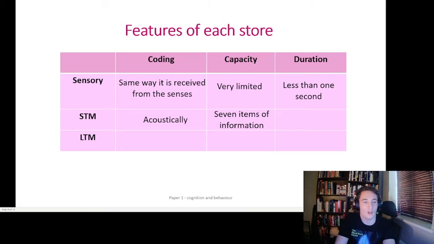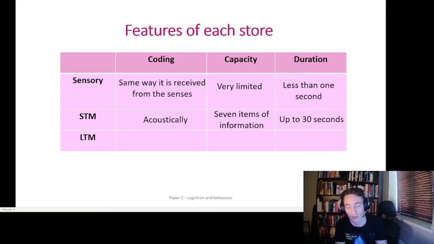How long can memories stay in our short-term memory? Well, the answer is up to 30 seconds. That's what you need to know. So if you're doing GCSE psychology, you need to know that they stay in our short-term memory for up to 30 seconds. After that, if you don't rehearse them, and especially if you have other information that gets in the way of you remembering them, new information that you have to remember, any of that is going to lessen the time that you can remember something for.